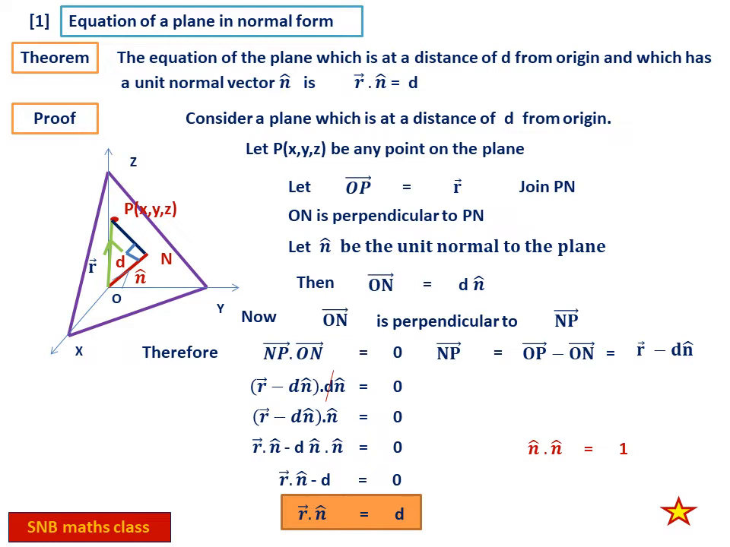This is called normal form because N is the unit normal to the plane. D is the distance from origin to the plane. So this is the vector form of the equation. Now we have to find the Cartesian form also. Let us proceed.